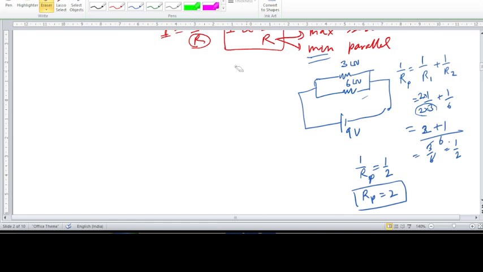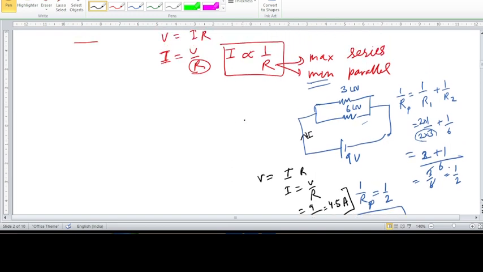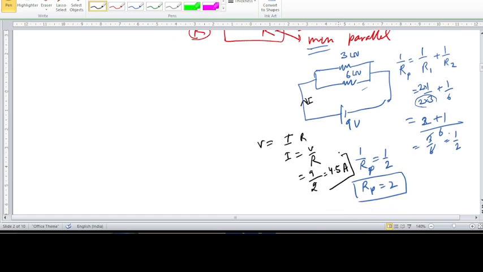Now we calculated the Rp. Once we have calculated the Rp, you can easily calculate the current. We know using Ohm's law, V is equal to IR, so I is equal to V by R. V is 9 volt and R is 2 ohm. So this comes out to be 4.5 ampere. So this is the answer. This is the minimum current.